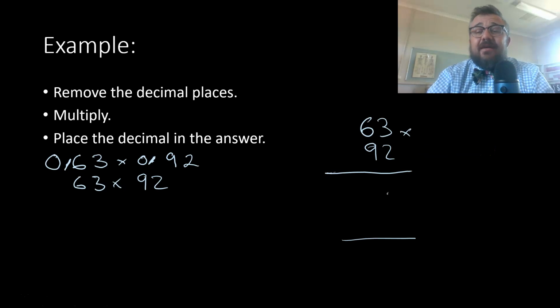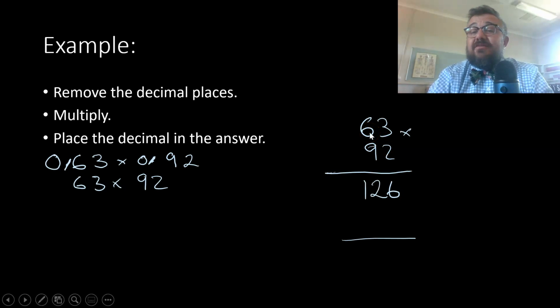Our very first step is 2 times 3. So we go 2 here times 3, and that gives us 6. And then we go 2 times 6, which gives us 12. So it becomes 126.